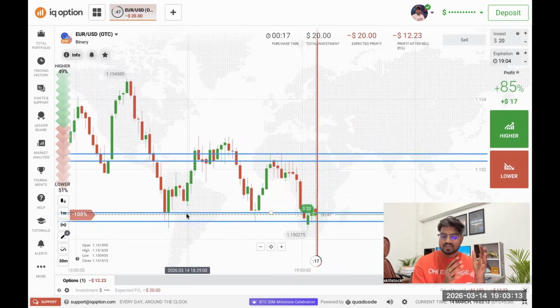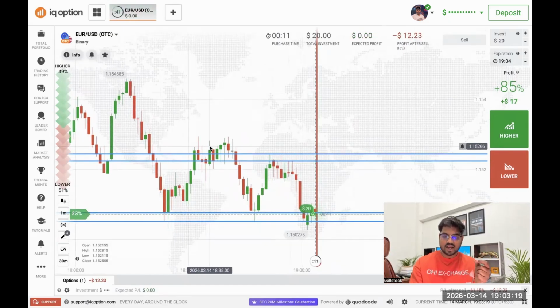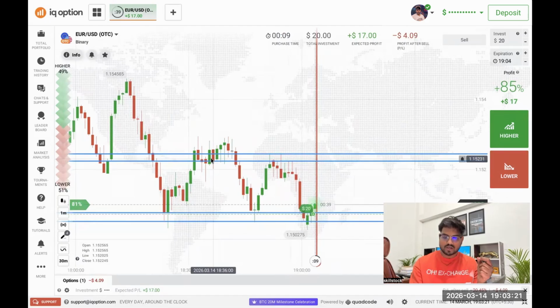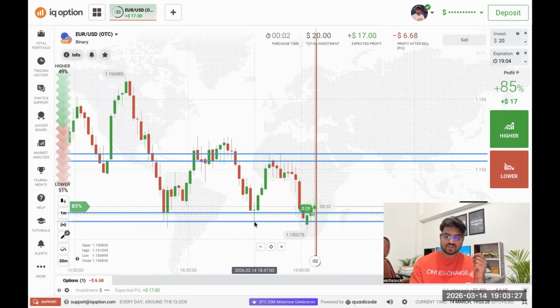Why? Because from the same place, we have a good rejection, a very good candle. From here, we have a rally, right? Buyers entered very strongly in the market. From here also, we have a rally along with a good rejection from the buyer side. It means buyers are so nice at this place.